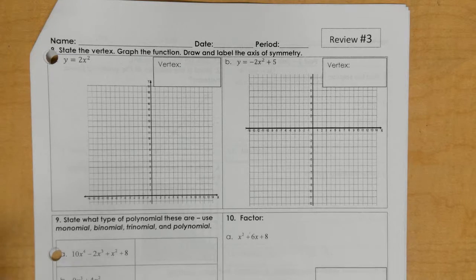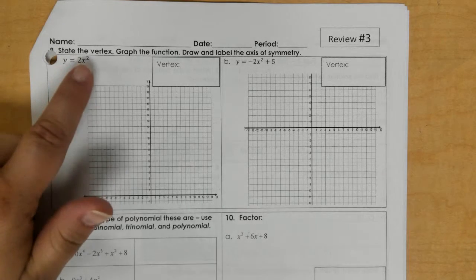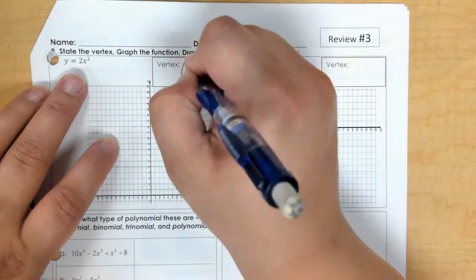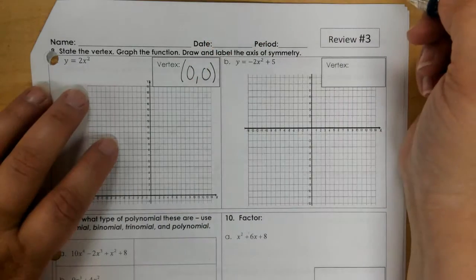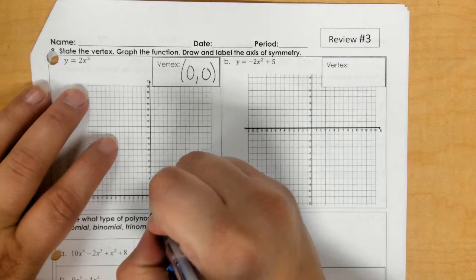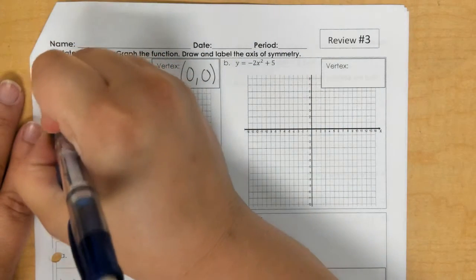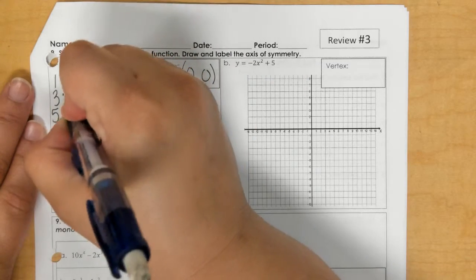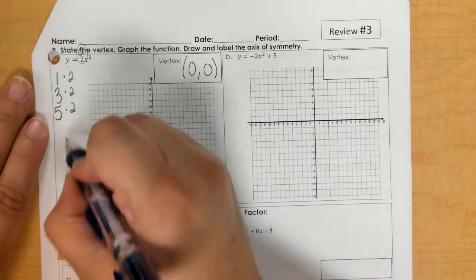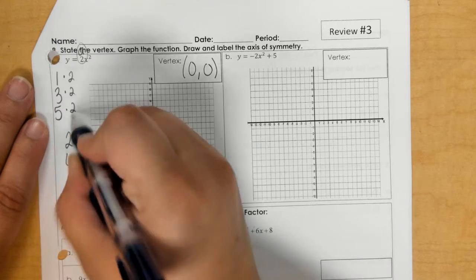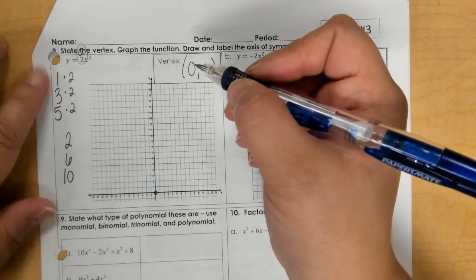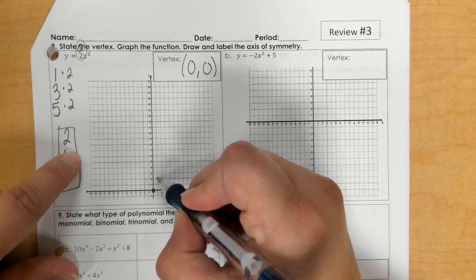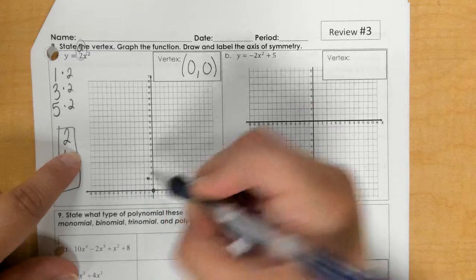For number 8, when you have one term, 2x squared, this means that your vertex will be 0, 0. Just have to memorize that. So we plot at 0, 0, and then we do our 1, 3, 5. And we have to multiply by the a value, which is 2. So my new pattern is 2, 6, and 10 when I multiply those together. So from the vertex, I'm going to go up 2, right 1, and up 2, left 1.